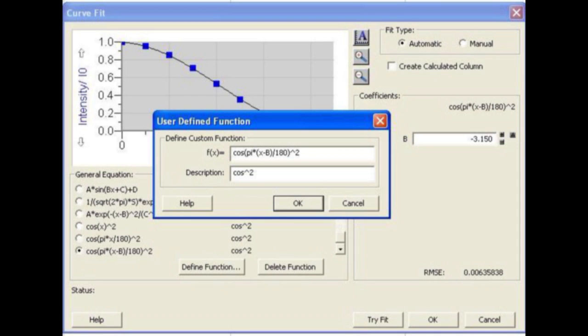Notice that we left a parameter b to account for the possibility that whoever mounted the two polarizers may not have aligned them perfectly when the goniometer reads 0 degrees. Note the value of this angle offset. Here we had negative 3.15 degrees.